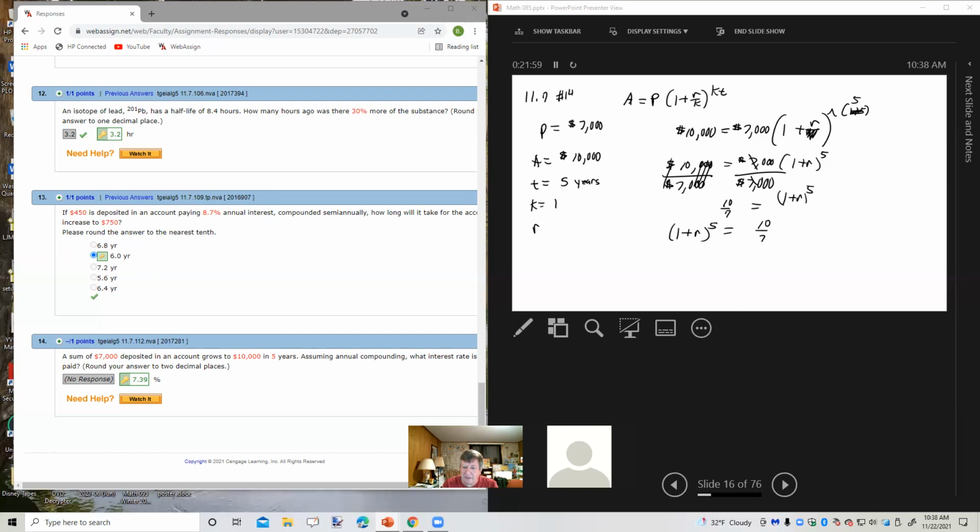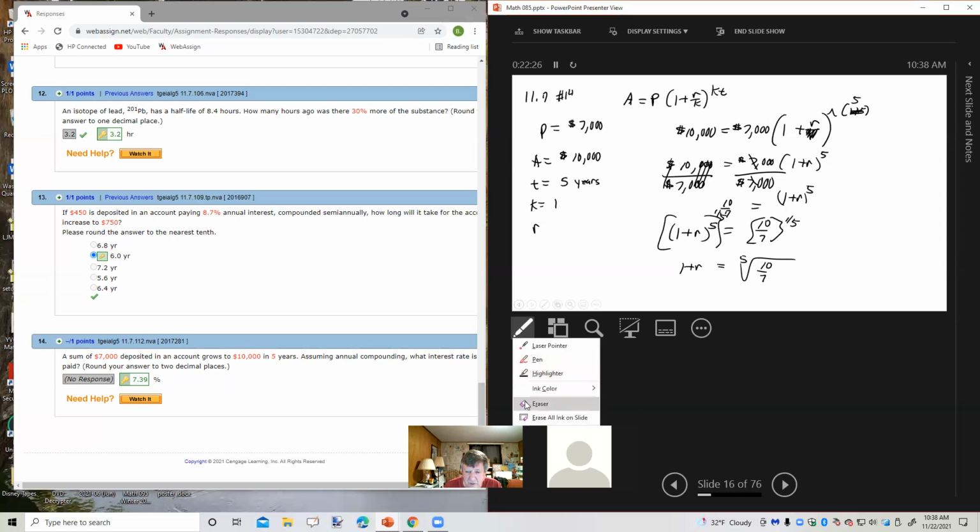How do I get that R out of that 5th power? Well, we're going to take the 1/5 power of each side. So basically the 5th root, okay? So on the left side, I get 1 plus R. On the right side, I get the 5th root of 10/7, raising it to the 1/5 power. In fact, let's go ahead and leave it as an exponent. We can do it either way.